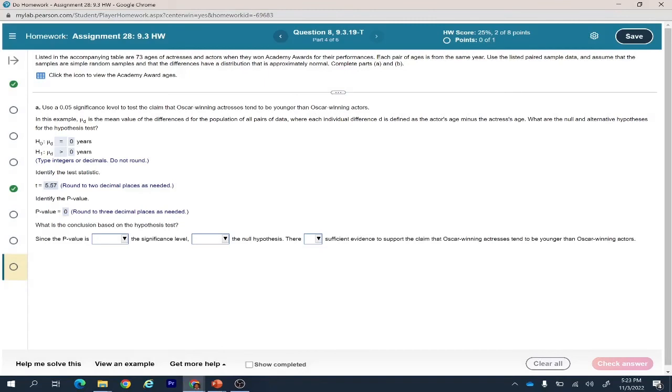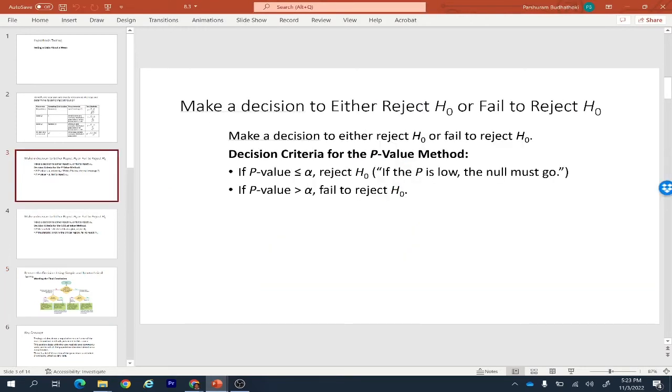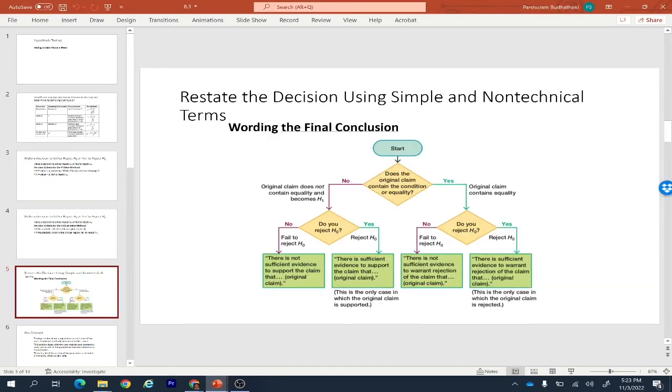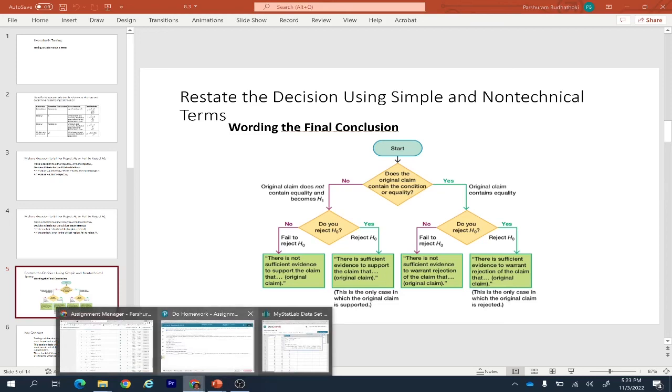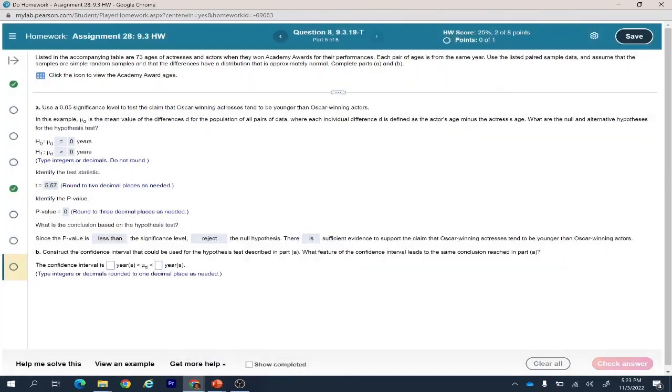So as you can see here, the p-value is less than alpha, which means if it's less than alpha, then reject the null hypothesis. Reject the null hypothesis, and this is your conclusion. There is sufficient evidence to support the claim. So the p-value is less than the significance level, reject the null hypothesis, there is sufficient evidence. So that's how we can conclude.